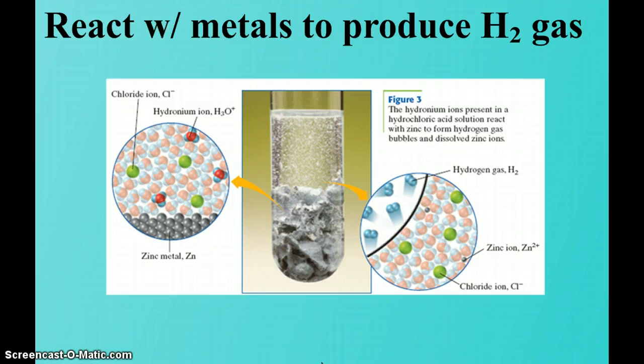Another big quality of acids is that they react with metals to produce hydrogen gas. So like here we see zinc. When zinc metal is placed into hydrochloric acid, we start to form some different ions, and also some of the hydrogen ions come together and form hydrogen gas and then bubble out of solution. And hopefully, again, we'll see this when it comes to the lab.